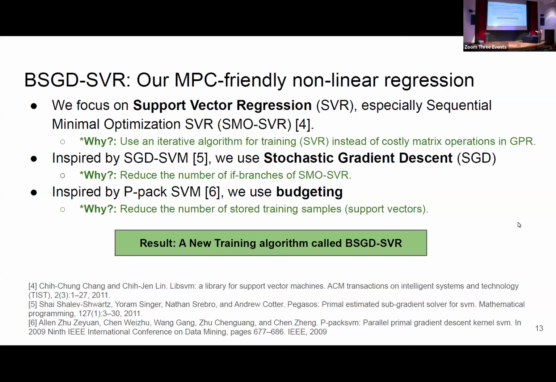So we try to apply stochastic gradient descent, SGD, to reduce the number of branches. And lastly, we use budgeting for the storing of training samples. So instead of having to store all of the training samples, now you only have to store a budget of data points, which reduces the communication cost.